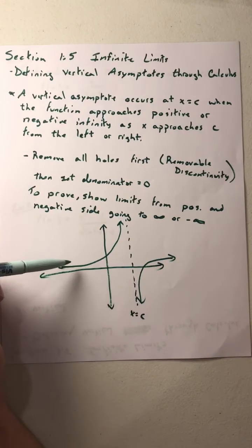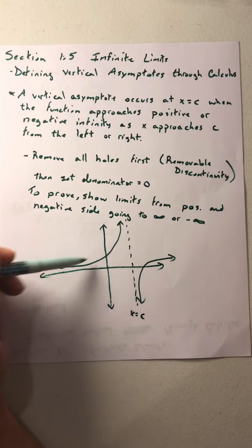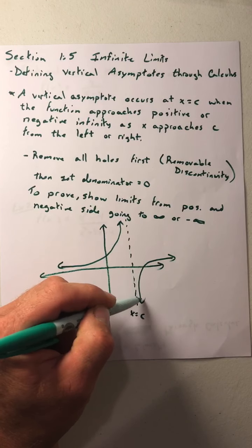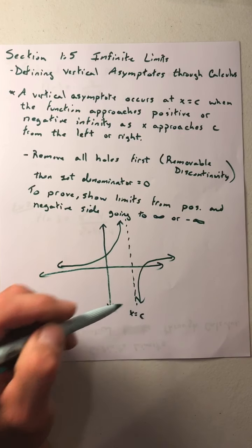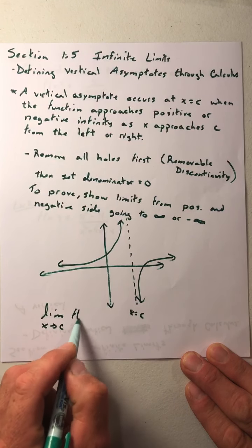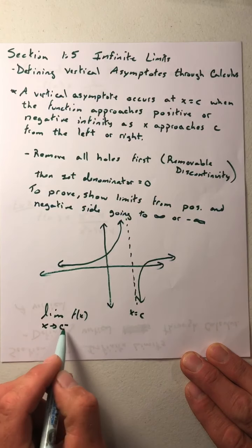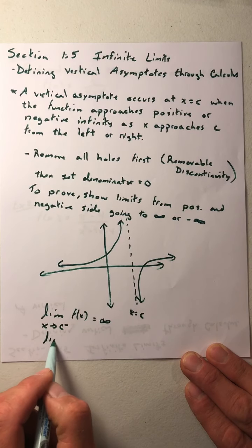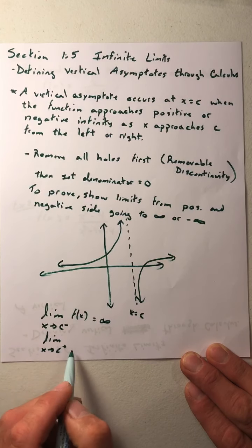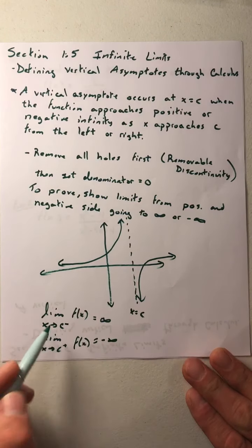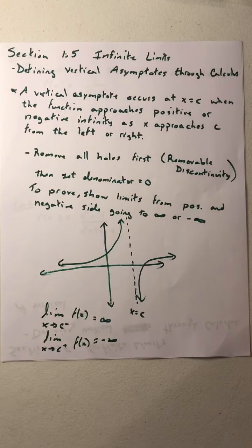So here, from the left side, or the negative side, the function's branch is going to infinity. Whereas from the positive side, or the right side, it goes to a negative infinity. So we would say the limit as x approaches c from the negative side of f of x, so we show that little minus sign, is going to equal infinity. And the limit as x approaches c from the positive side of f of x is going to be a negative infinity.